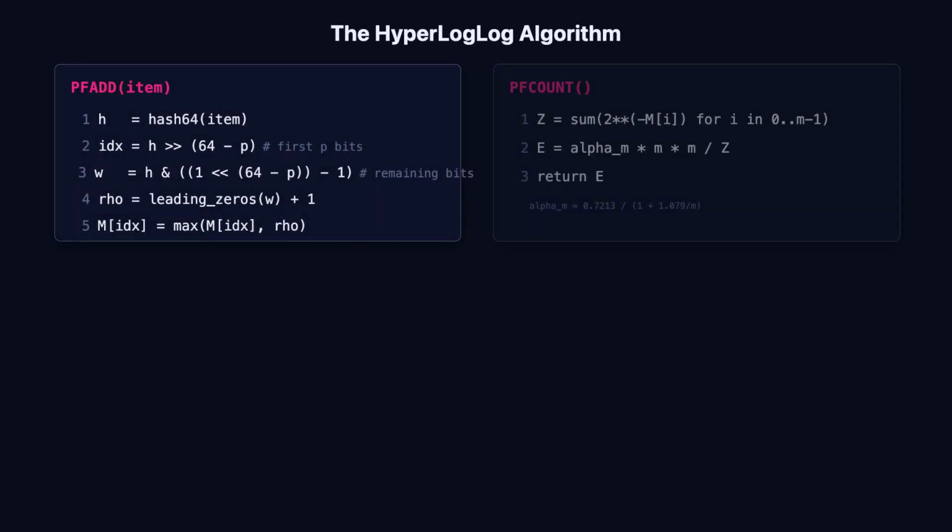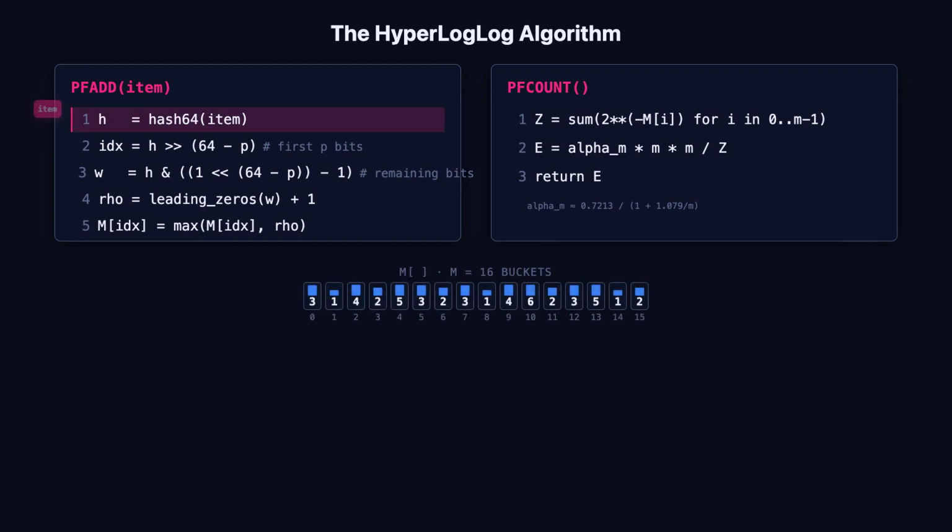Putting it together, here's the algorithm. To add an item, hash it to 64 bits. The top p bits become the bucket index. The remaining bits are scanned for leading zeros, and we record 1 plus that count, call it row. We update the bucket's stored value to the max of itself and row. That's the entire add path. 2 integer ops, 1 comparison.